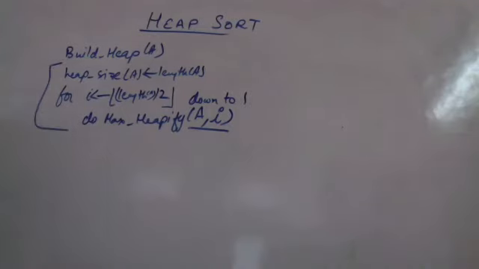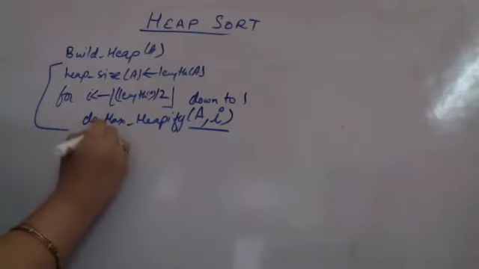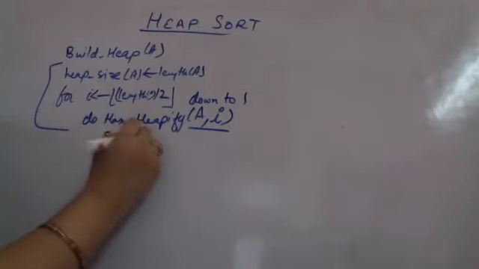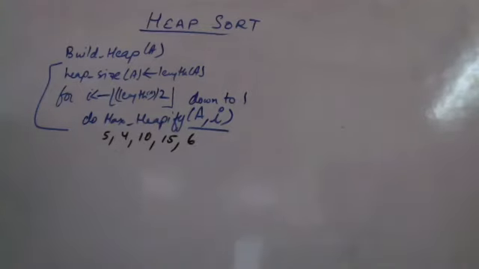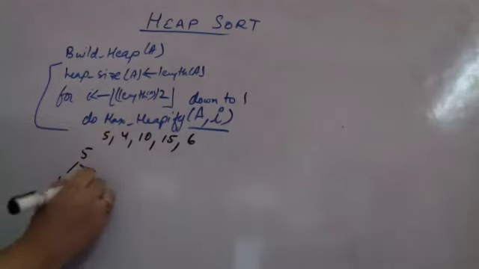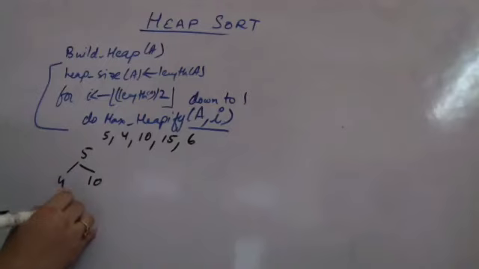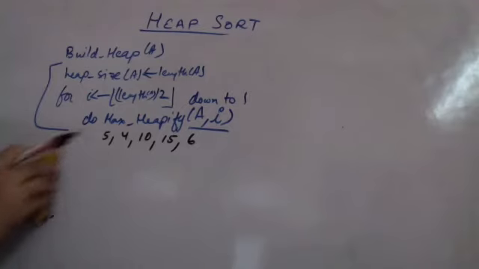That's it. Let us see a quick example of this. Supposedly I'm having a list 5, 4, 10, 15, 6. I have to build the heap out of this. So if normally I create a tree, it is 5, 4, 10, 15, 6. It is going to be inserted as the numbers come. But this is not a heap. So how do I create a heap?